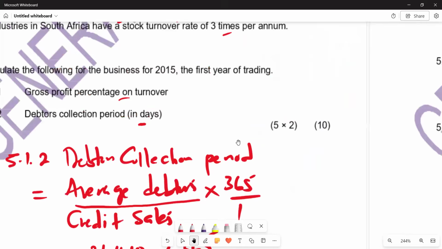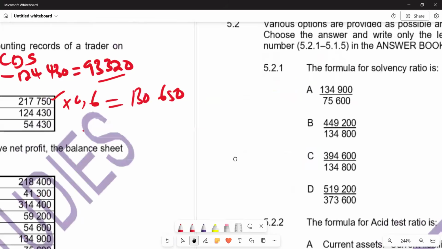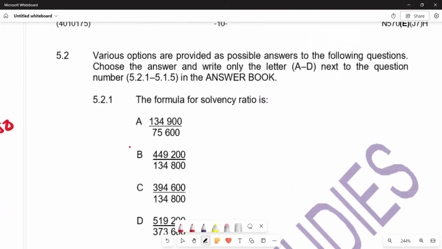Then we can go to the second section, which reads: various options are provided as possible answers to the following questions. Choose the answer and write only the letter A to D next to the question number, that is 5.2.1 up to 5.2.5. So having said that, now we can go to 5.2.1.